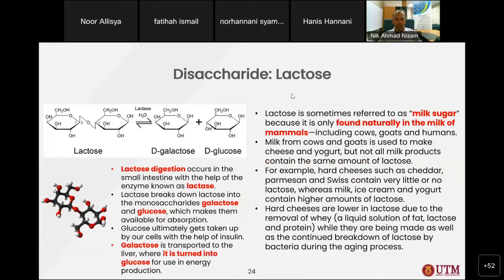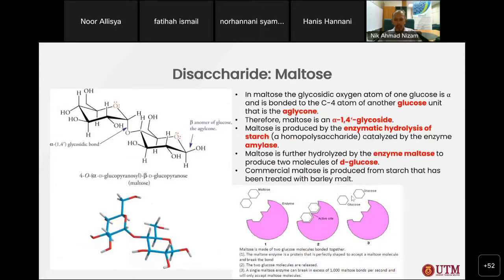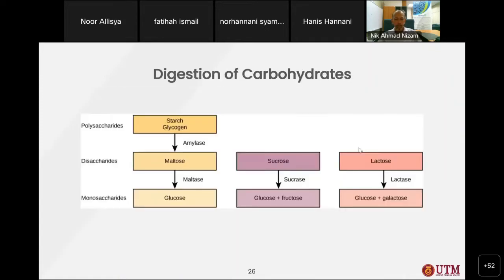Okay. So if you can see here, sucrose also contains glucose. Lactose also contains glucose. And finally, galactose will be converted into glucose. And maltose also will produce glucose. So glucose is very important. Okay, it's a very important monosaccharide for our body. So this is what I told you about. The final monosaccharide is glucose.